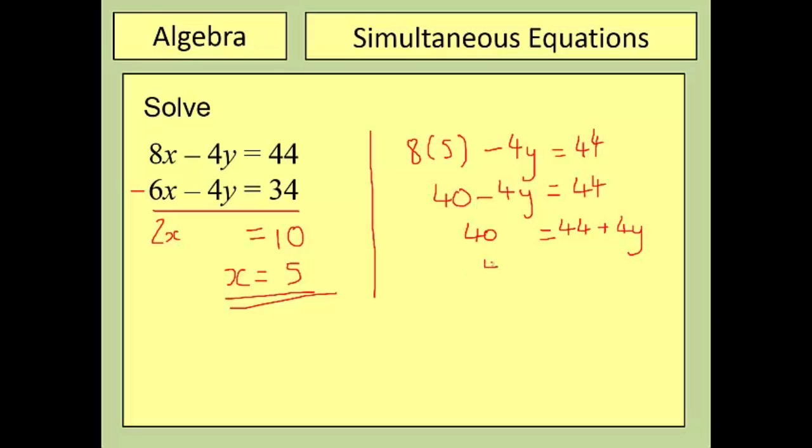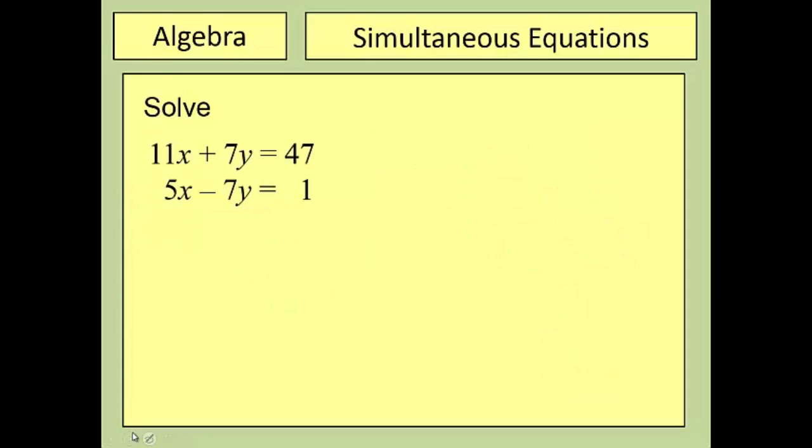And then we've got 40. I would now subtract 44 from both sides. So we have this. Now 40 take away 44 is negative 4 equals 4y. In which case 4y equals negative 4 if we just switch it around. And then y must equal negative 1, because 4 divided by 4 is 1, but we've got a negative sign.